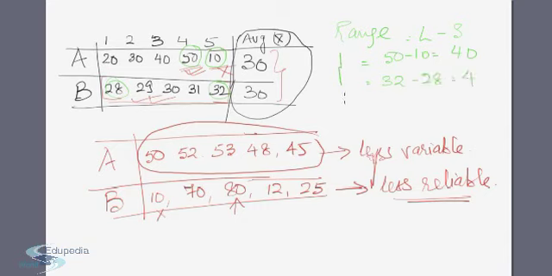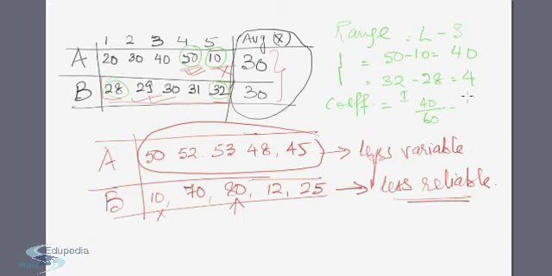Okay. Now, coming to the coefficient of range, in the first case it would be 40, that is 50 minus 10, divided by 50 plus 10, that is 60.